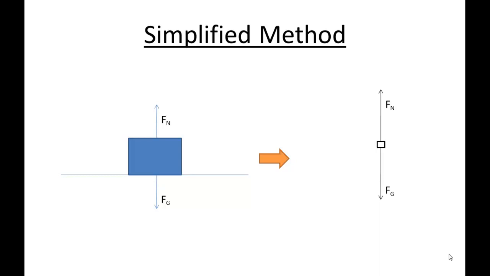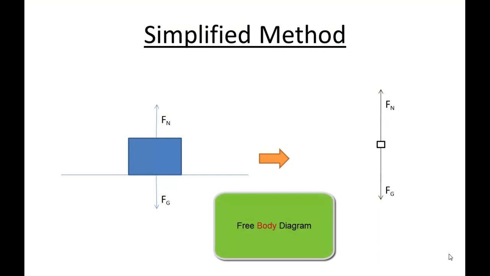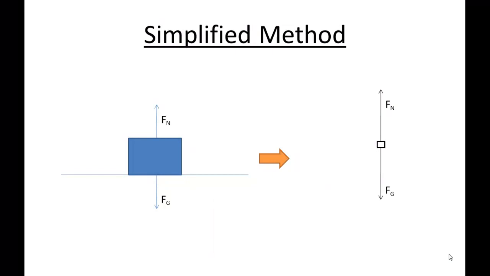Okay, so another tip is that you don't have to actually draw the entire object when you're drawing the free body diagram. You can just draw a simple dot, or in this case we drew a simple little box, and then draw the forces coming from the object.